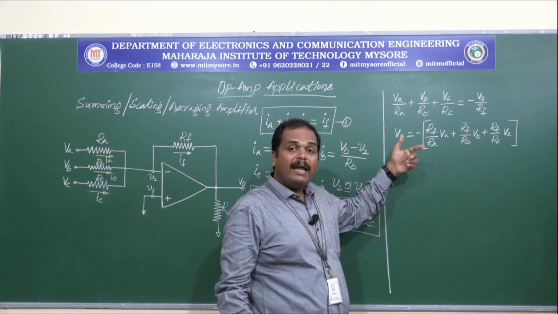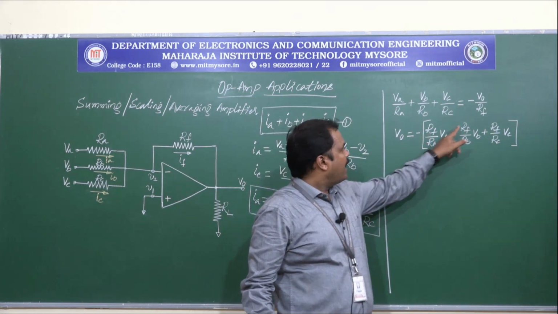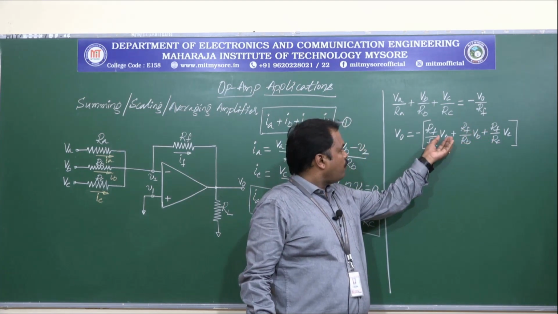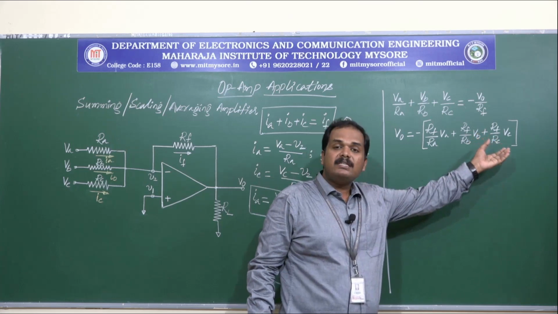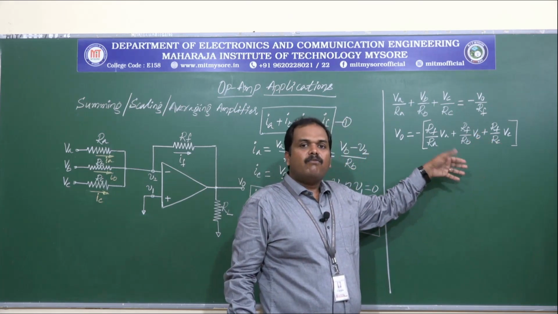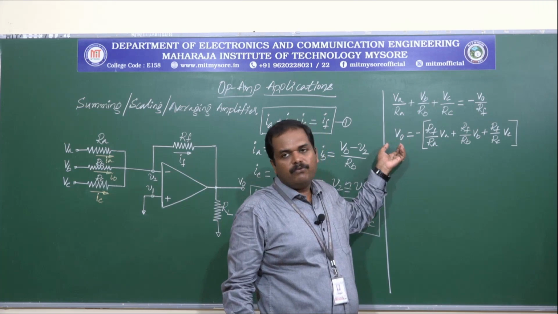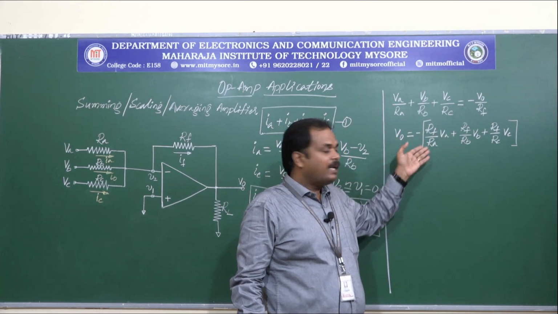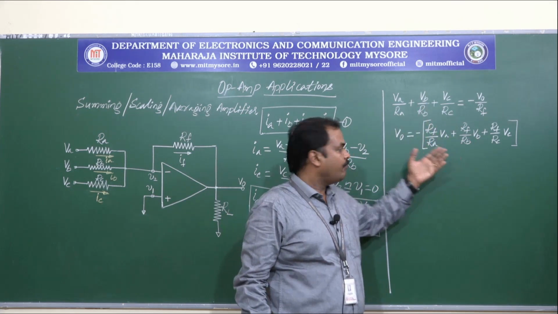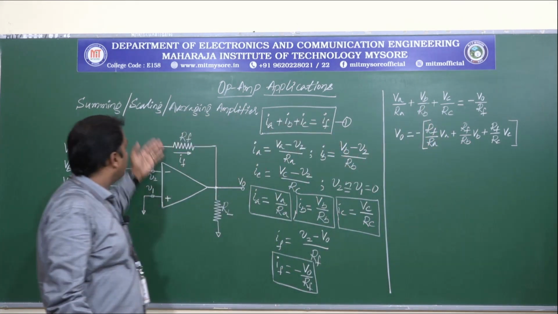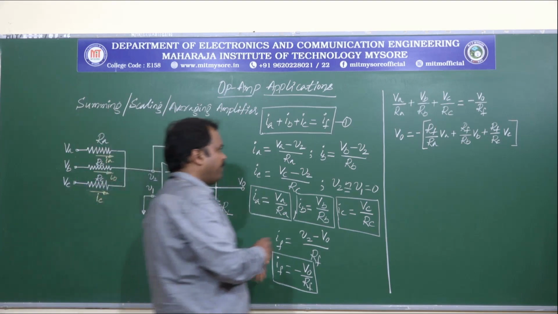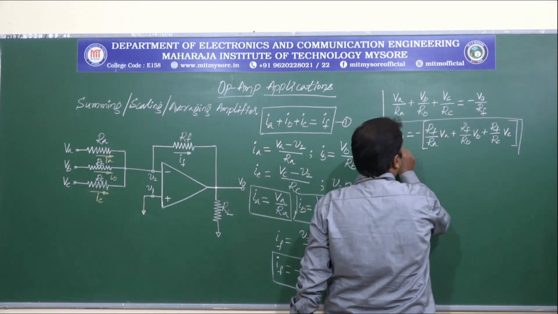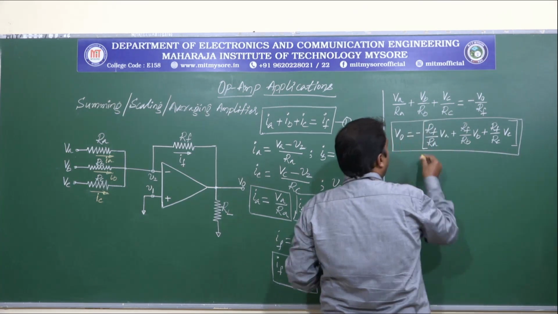Now depending on the values of RF by RA, RF by RB and RF by RC, a portion of VA, VB, VC will be considered for the summation of V0. So with different values for RA, RB, RC and RF, this circuit can work as a scaling amplifier. So this is the expression we have for the scaling amplifier.